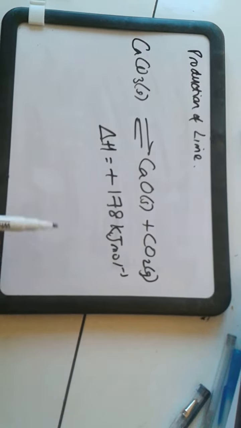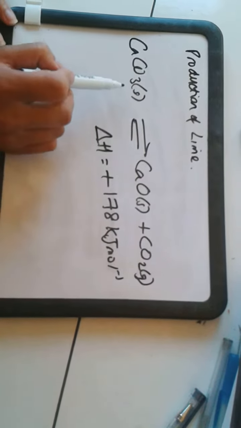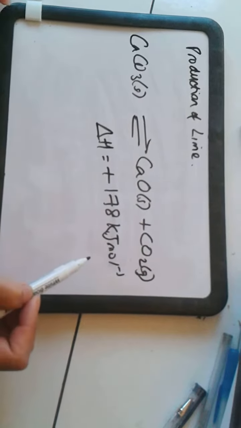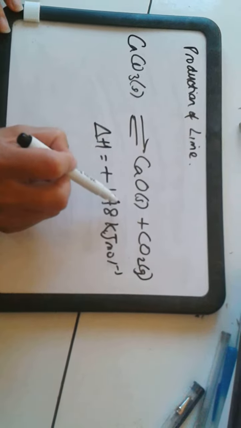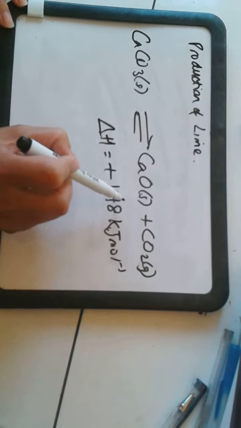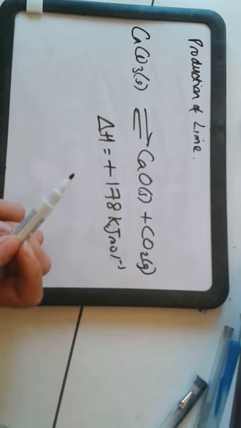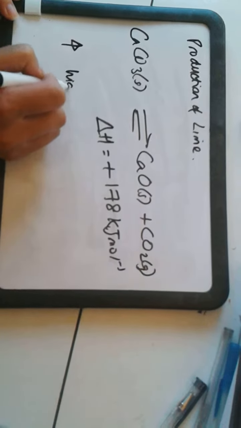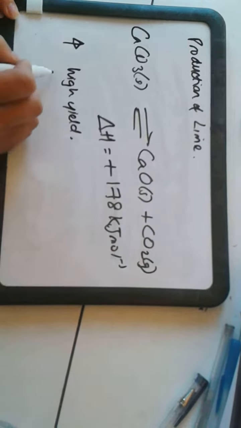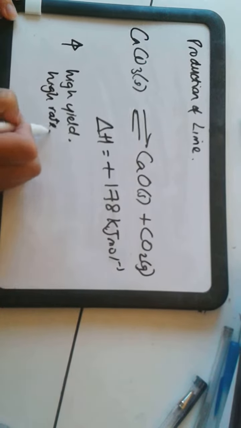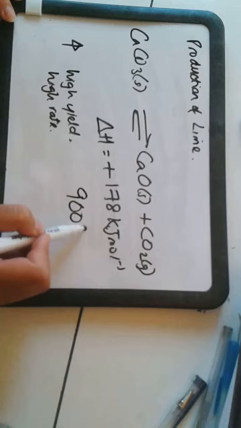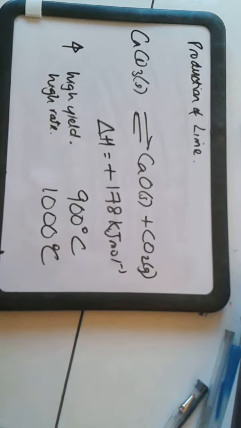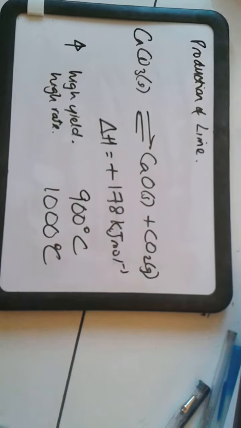It's a heterogeneous reaction because you have a solid on this side and you have a solid and a gas on this side. Because it's endothermic, if you add heat, your forward reaction is favoured, and if you add heat, the rate of reaction also increases. So it's a win-win. If you increase the temperature, you get a high yield and a high rate. In industry, they can use 900 degrees C, but some places will use 1000 degrees C because that increase in the rate of reaction is worth the extra cost in maintaining the heat.